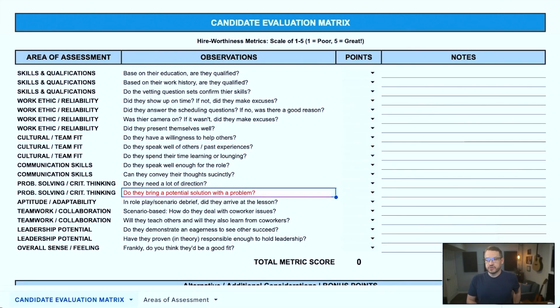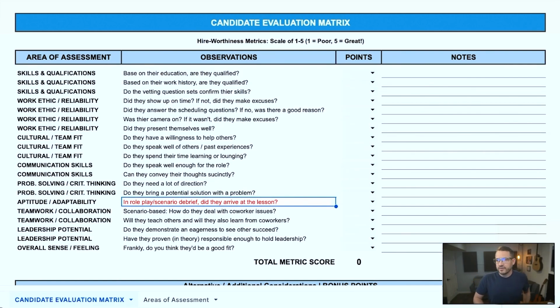And that's why we put those vetting sequences in place, whether it's the job ad itself, the email vetting sequences, which are the automated responses and the canned responses that you manually send out, and the question sets that are for vetting as well. Also, do they bring a potential solution with a problem? We talked about this, and that's something that's really important to me. So, aptitude and adaptability. Now, I only put one here because I think that also goes with the overall sense and feeling, and it gives me a sense of their aptitude and adaptability with the questions that they ask me. So there are some concretes, but a lot of it's ethereal.